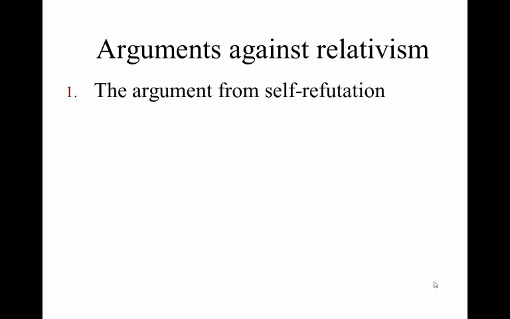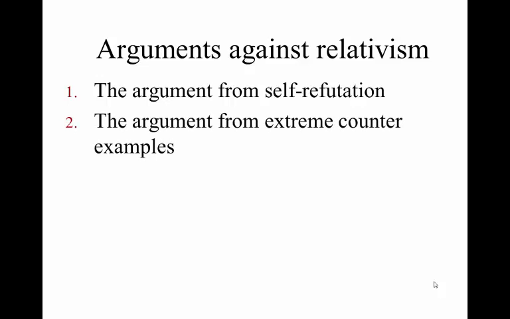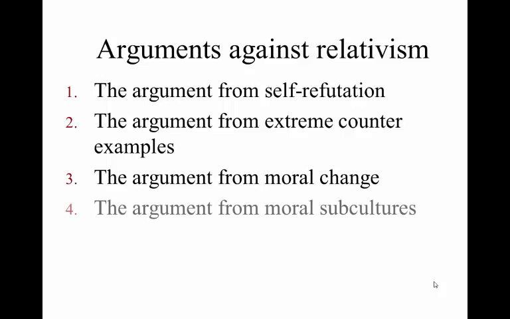They give four arguments, and I'm going to outline them here. You will need to know these arguments for the test. I'm labeling these the argument from self-refutation, the argument from extreme counterexamples, the argument from moral change, and the argument from moral subcultures. I'm going to present these arguments in canonical form with premises and conclusions marked. See the presentation on argument for the details about what this means.